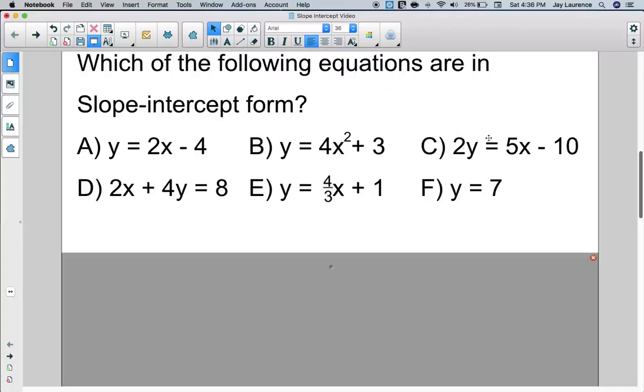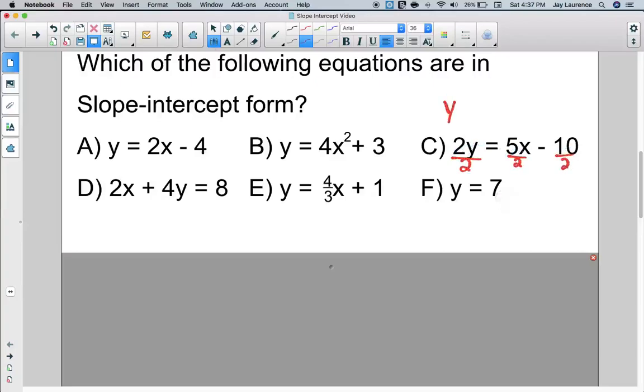C, it is linear, but it's not slope-intercept form. Why not? Because the y is not isolated. One little step, and we can isolate the y. All right, so to isolate the y, I would divide by 2, because that's multiplication. Divide by 2 and divide by 2, and so the equation would become y equals 5/2 x minus 5. All right, remember, I don't want to divide that out. I like my rise and my run.